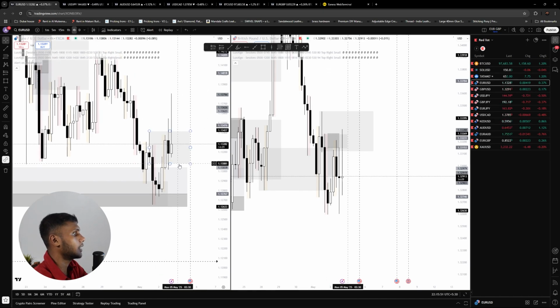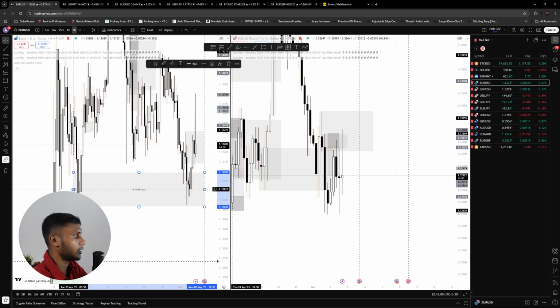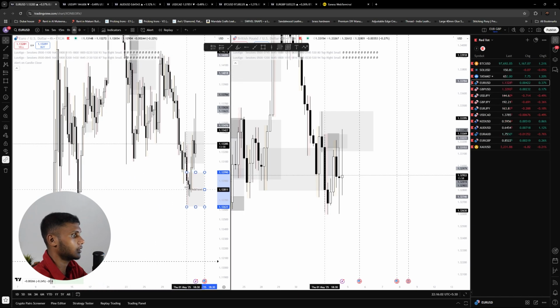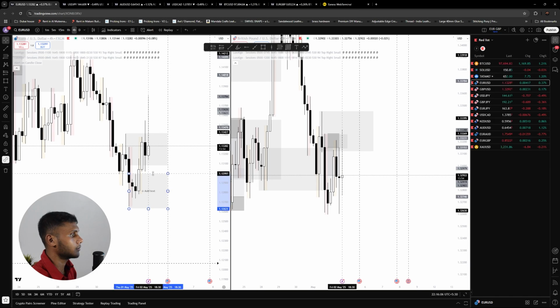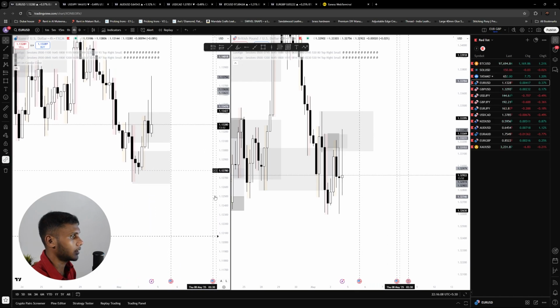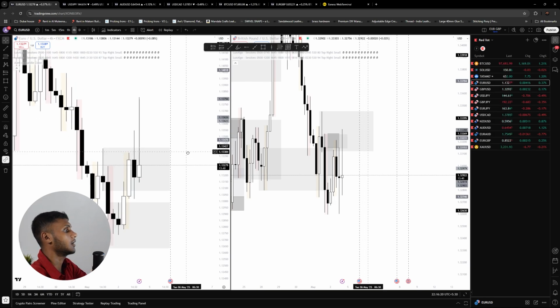Euro USD, we have this. So basically, there is this break of structure, and there is an order block, and there is a fair value gap. Okay, so we have a trading opportunity here. But why are we planning? Today is a Friday. My God. Okay, let's just see what has happened.